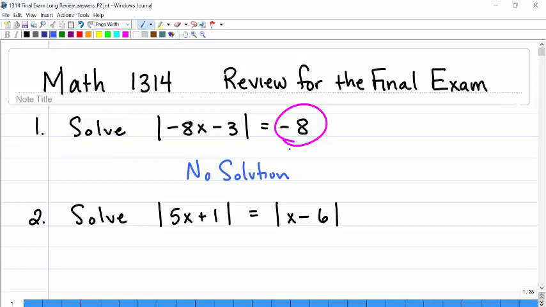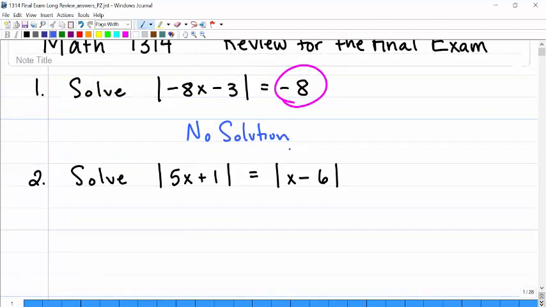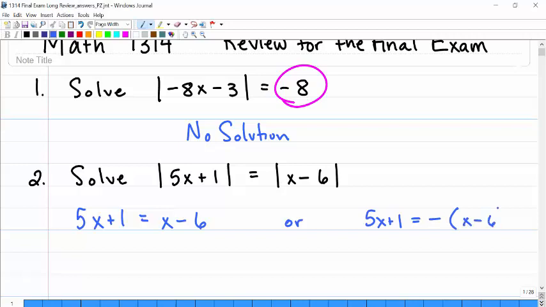For number 2, solve 5x plus 1 in absolute value equals x minus 6 in absolute value. I have 2 equations I need to solve. The first one is 5x plus 1 equals x minus 6, or I know that 5x plus 1 can equal negative x minus 6.